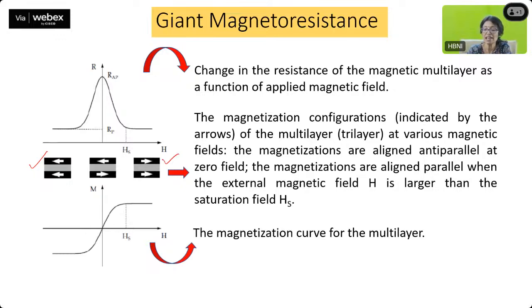In the middle, the magnetizations are aligned anti-parallel. As you can see, when the field is 0, that is at this point, they are aligned anti-parallel to each other. And when the external magnetic field H is larger than the saturation field, the magnetizations become aligned. So when this H value is higher than your Hs value, which is the saturation field, the magnetizations get aligned to each other. And the M versus H plot is going to look somewhat like this. So this is the magnetization curve for the multilayer.